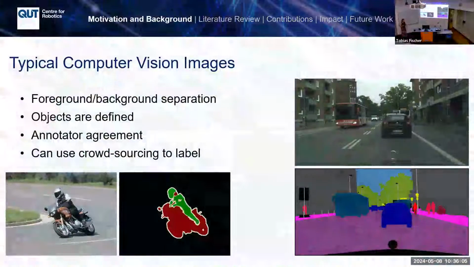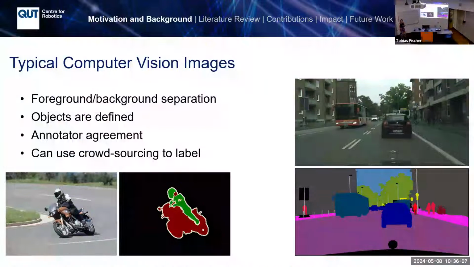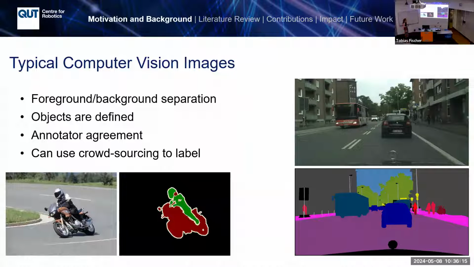So now I'm going to highlight some of the key differences between underwater imagery and the types of typical computer vision images that we see in more mainstream applications of computer vision. So first of all, these typical images have a clear foreground-background separation. This means that you'll typically have some sort of object in the image that has a clearly defined boundary. These images also have high annotator agreement.